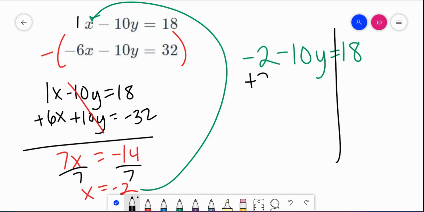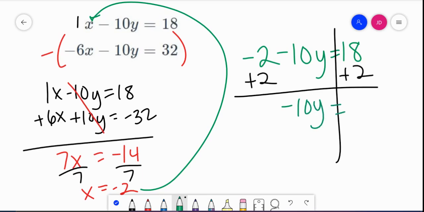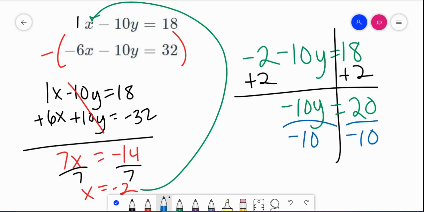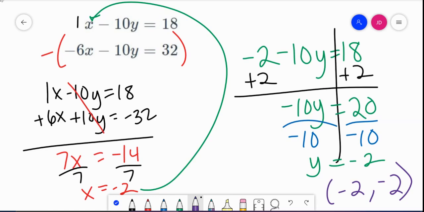Add 2 to both sides. 2-step equation. You get negative 10y is 20. Divide both sides by negative 10. And you get your y is negative 2. So my solution is negative 2, and same thing, negative 2. Negative 2 is my solution.